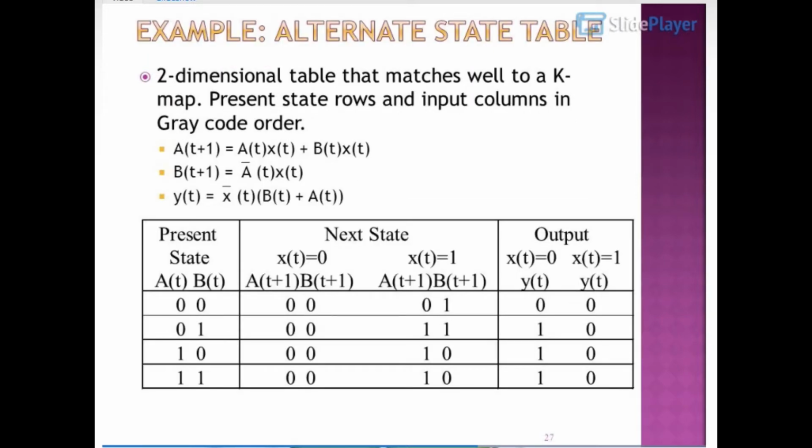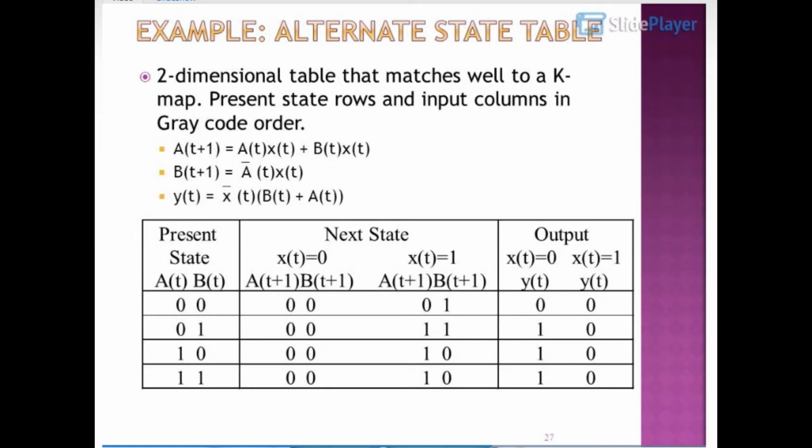Example, alternate state table. A two-dimensional table that matches well to a K-map. Present state rows, and input columns in Gray code order. A(t+1) equals A(t)X(t) plus B(t)X(t). B(t+1) equals A'(t)X(t). Y(t) equals X(t)B(t) plus A(t).